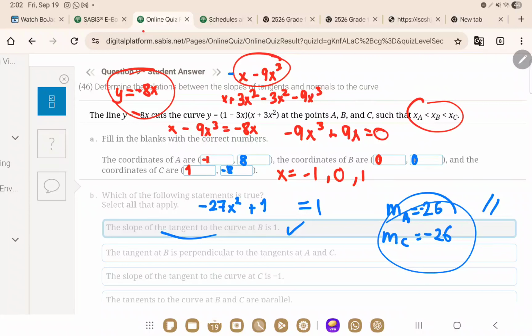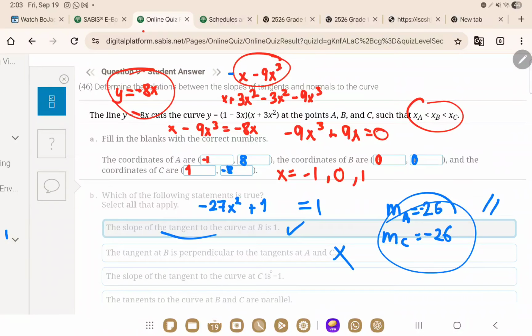Any two lines with slopes that are negative reciprocals of each other, like -26 and 1/26, would be perpendicular. Now, is the slope 1 the negative reciprocal of -26? No, it is not. So this one is wrong.